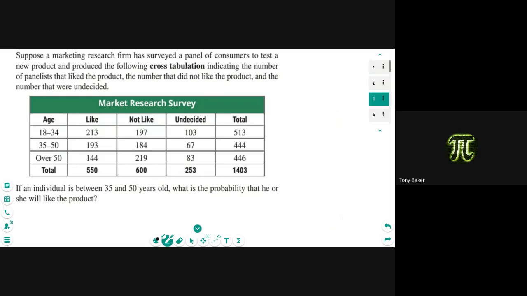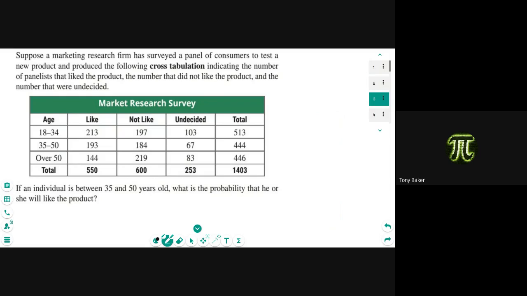Wouldn't it be 550? The question is, where is there a given? My statement was, what is the probability that an 18 to 34-year-old likes the product? I didn't say, given this, what's that? So that's still out of the whole total. Okay, so there's 213 out of the 1403.